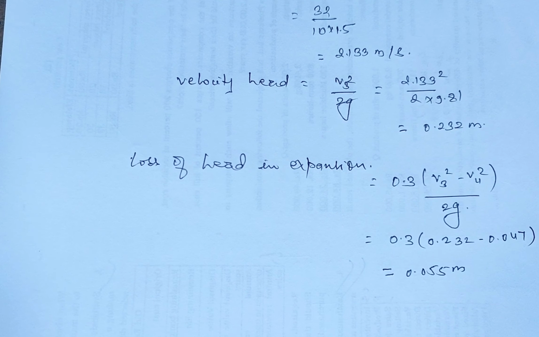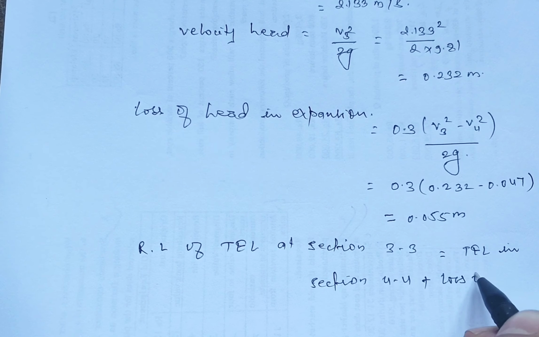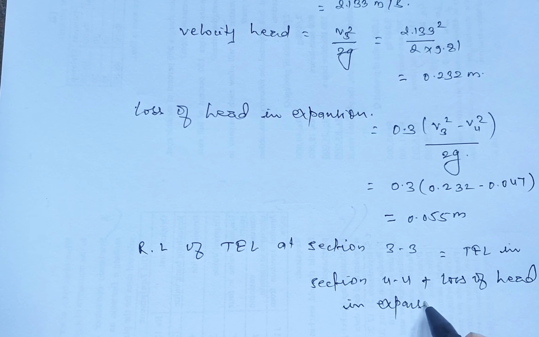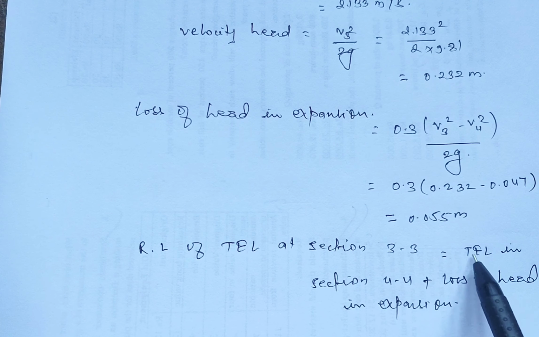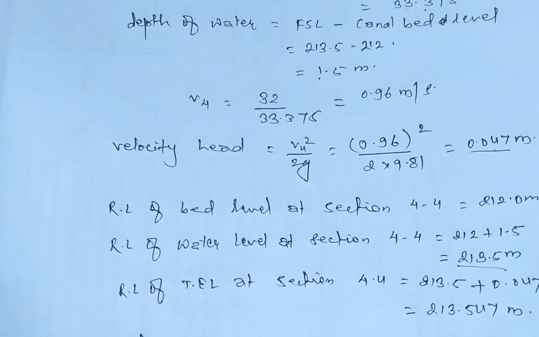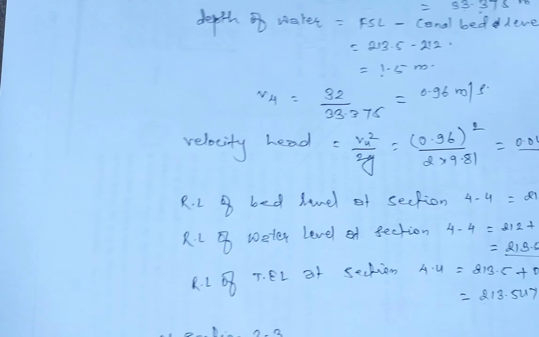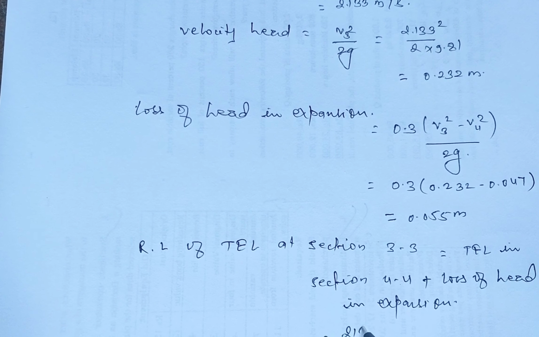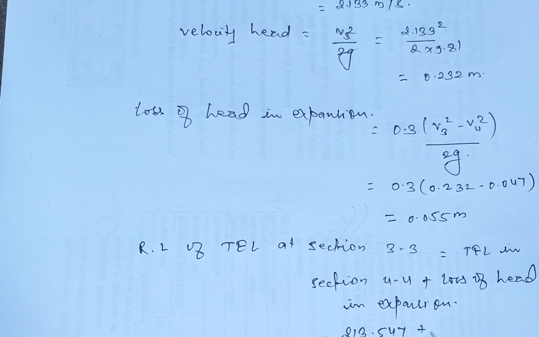At section 3-3, we have to calculate the levels from top to bottom. That is, RL of TEL at section 3-3 equals RL of total energy line at section 4-4 plus loss of head in expansion. The total energy line at section 4-4 is 213.547. This value is from here, and adding the loss, it will be 213.602.